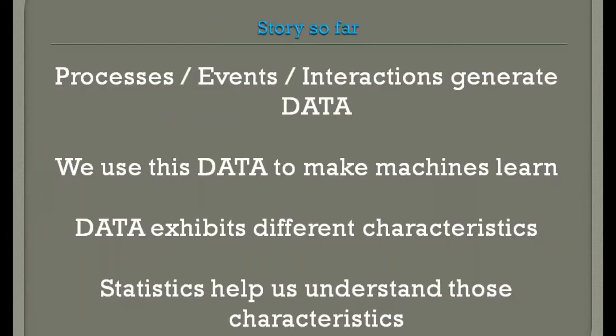Okay. So what was the story so far? Let's summarize it. We have processes, events, or interactions that generate data, and we use this data to make machines learn, right? And this data which we have may exhibit different characteristics, and we use statistics in order to understand those characteristics, right? So this is the short story of what we have done: processes, data, characteristics of data, and statistics to help us understand data, right?